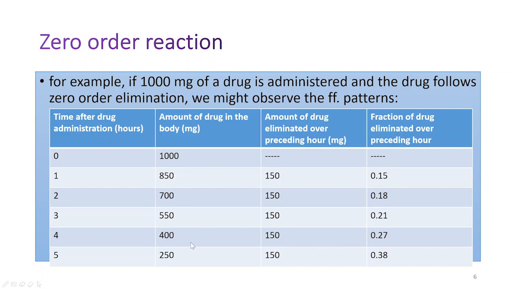So if you notice, the amount that has been eliminated from the body is the same, regardless of how much was left in the body. Even if you start with 1,000 or 850, it is still the same. So this is for the zero order. So constant yung amount in terms of the milligram. Now, it is independent of the concentration. Meaning, kahit ano pa yung concentration na naiwan, yung amount na ma-eliminate will always be the same.